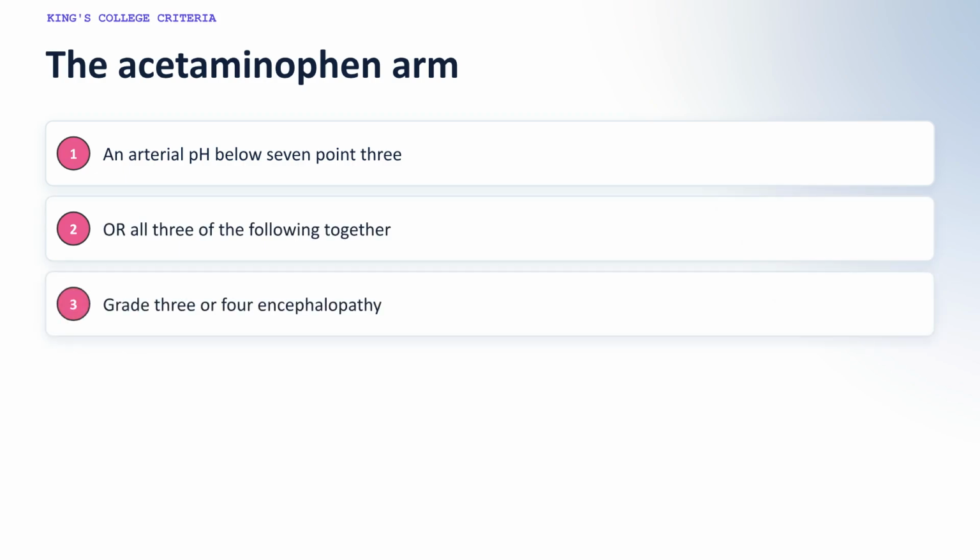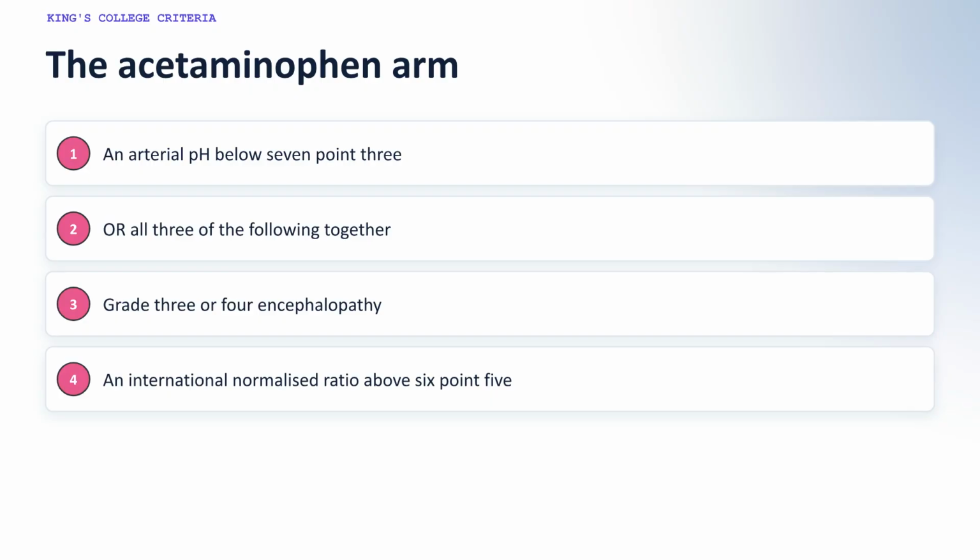Grade 3 or 4 encephalopathy. An international normalized ratio above 6.5, and a creatinine above 3.4. Note that a single blood gas can meet the criteria by itself, which is why an arterial pH belongs in the first set of tests on any acetaminophen patient.